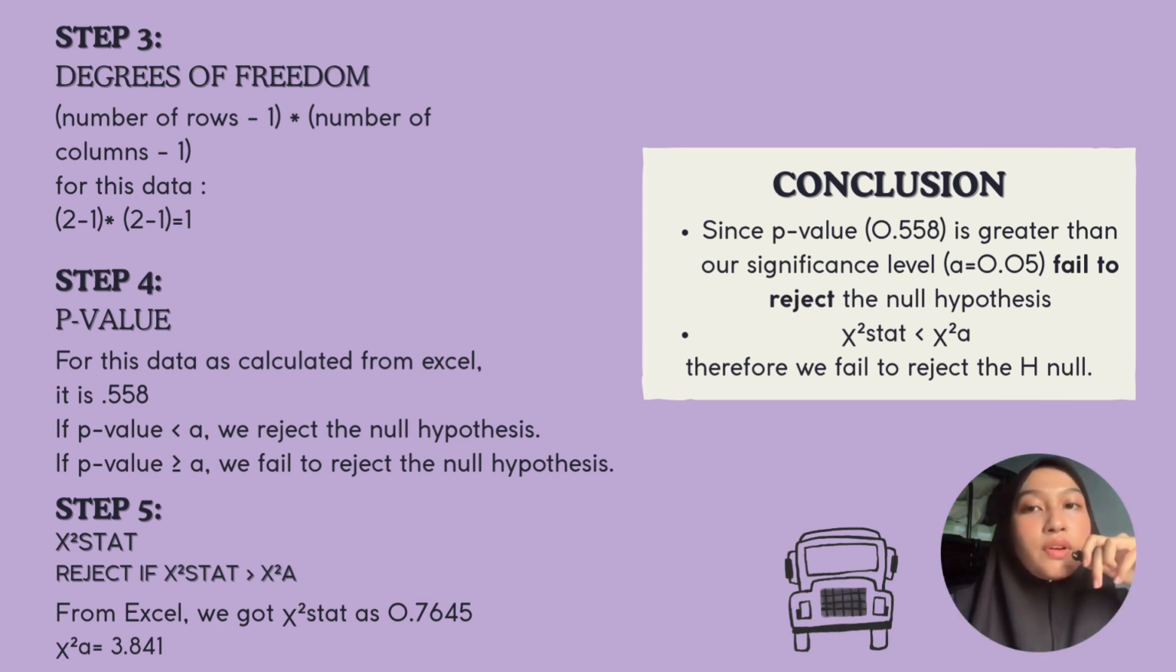which is we find the p-value and also the chi-square stats. The p-value we can just find from the data, it's 0.558. And then the chi-square stat is 0.7645, compared against the critical value for alpha 0.05, which is 3.841. And then we go to the conclusion. If the p-value is greater, we fail to reject the null hypothesis. And the same goes for the chi-square stat, where we also fail to reject the H null because it is lower than the critical value.